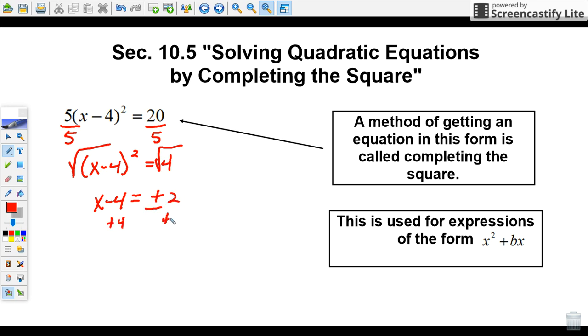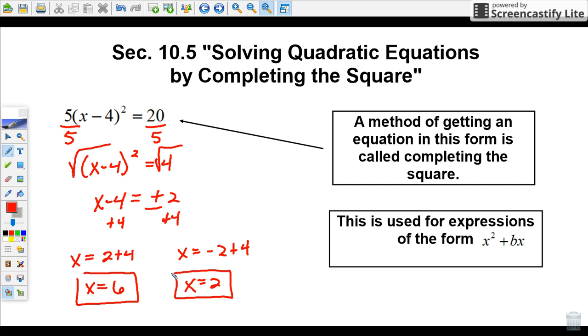And now we'd have to add 4 to both sides, which means we have to add 4 to positive 2, and we have to add 4 to negative 2. So we'd get x equals 6 and x equals 2 as solutions. So if you feel really comfortable with this method of taking square roots, completing the square is a method of transforming an equation or an expression into one of these types of equations where we can simply solve it by taking the square root at the very end.